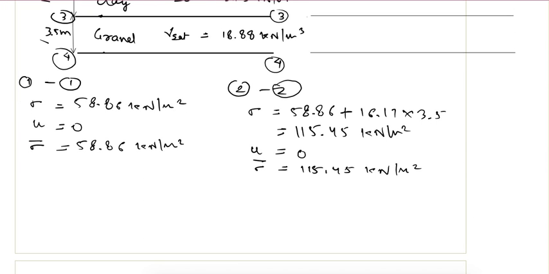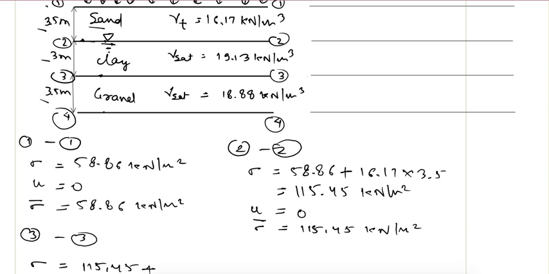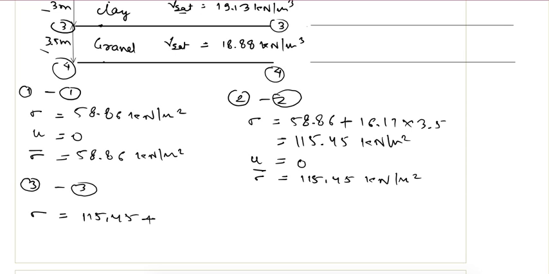Similarly at section 3 total stress is equal to total stress up to 2, that is 115.45, plus unit weight of clay times the depth of clay, so that is 19.13 into 3. So from here it comes out to be 172.84 kilonewton per meter square.